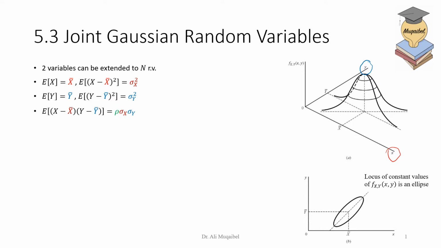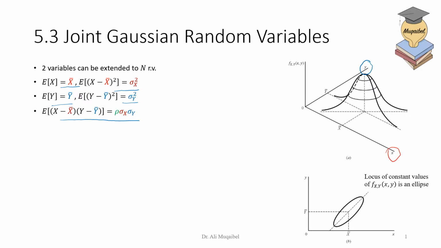So for the first variable, for the x-axis, we have the mean, and we also have the variance. The other variable, y, has a mean of y bar and variance sigma y squared. In addition to the information about the individual random variables, we need the relation between them, and that's reflected by the covariance. So the covariance would be rho times sigma x times sigma y, where rho is the correlation coefficient.